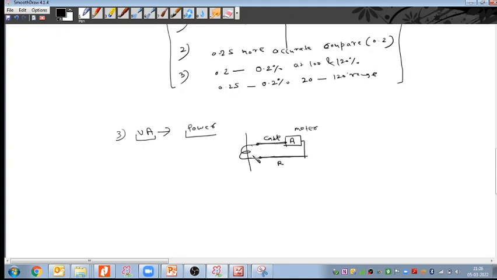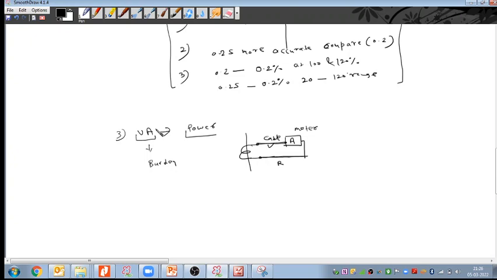That is one way we can express the VA. At the same time, VA is also called the burden, meaning how much burden we are putting on the CT secondary side. Burden means the burden of the cable and the burden of the meter, and this CT VA should be more than the connected burden.